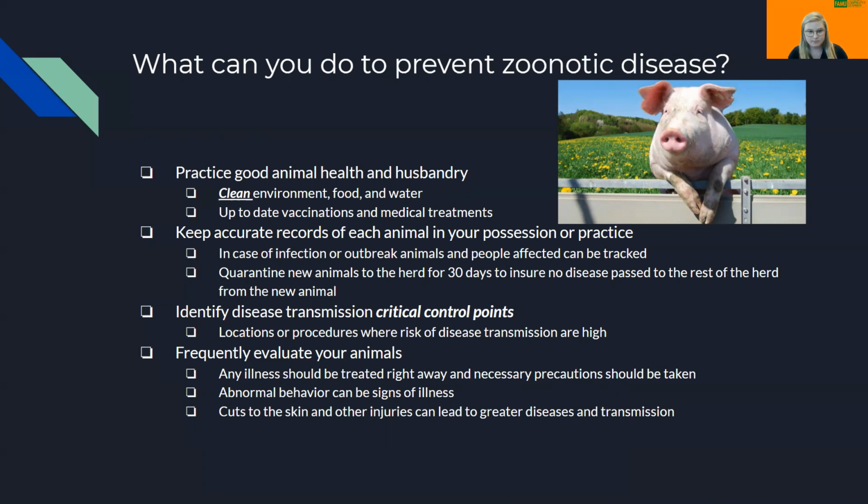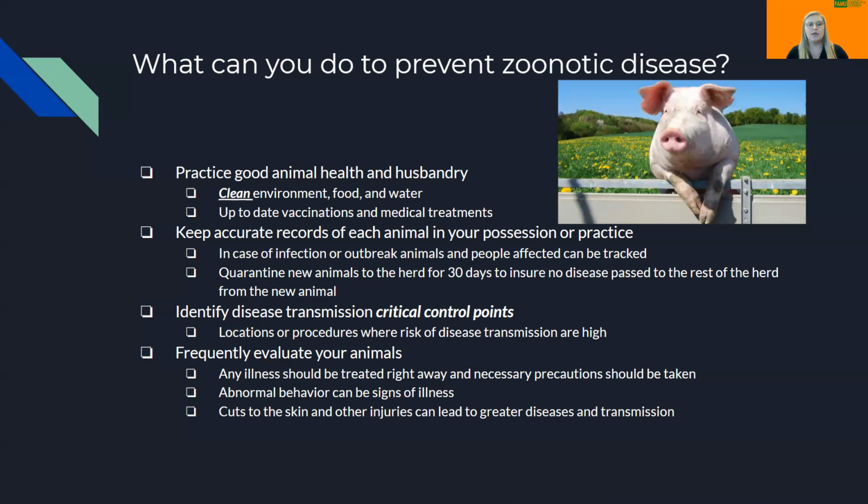and that way those pigs can get treatment or that issue can be addressed. Quarantine new animals from the herd for 30 days to ensure no disease has spread to the rest of the herd from the new animal. So if you have 12 pigs and you get a new pig, number 13, you buy this pig, he goes in his separate pen, very far away, definitely spread out. There's no contact between the 12 old pigs and the new 13th pig for 30 days.